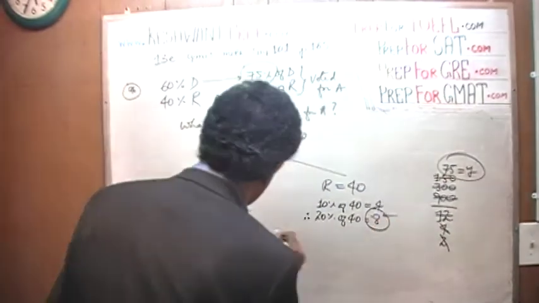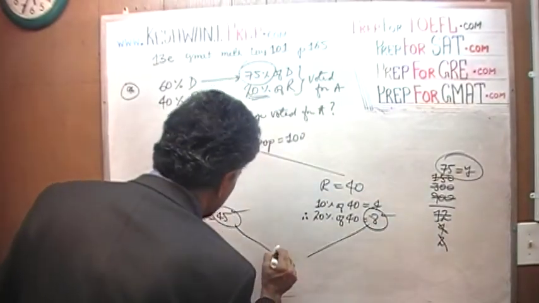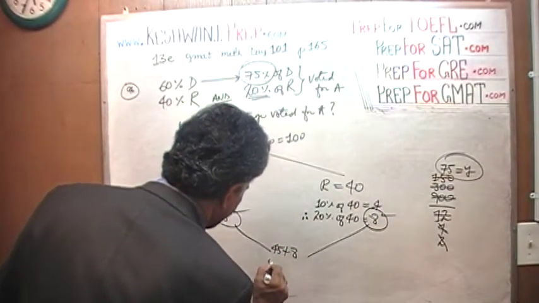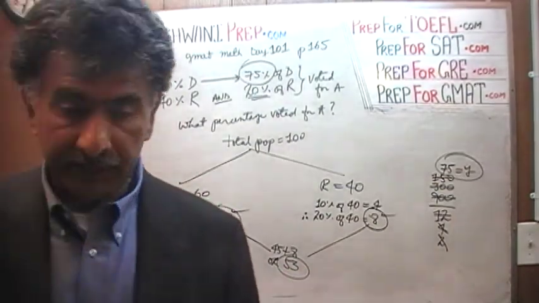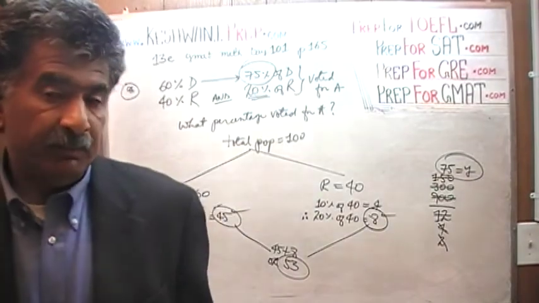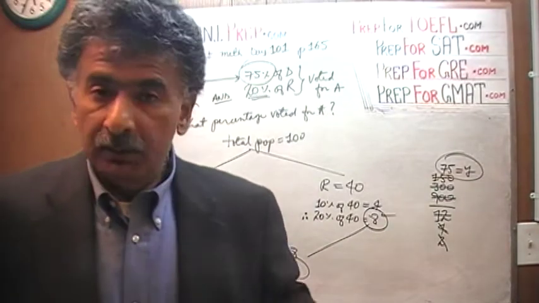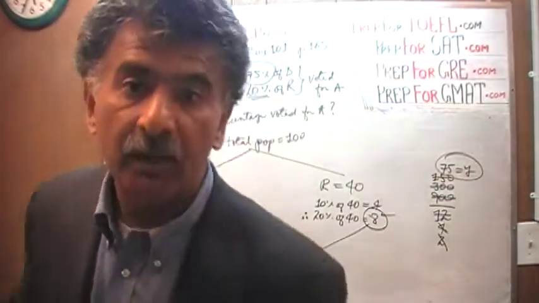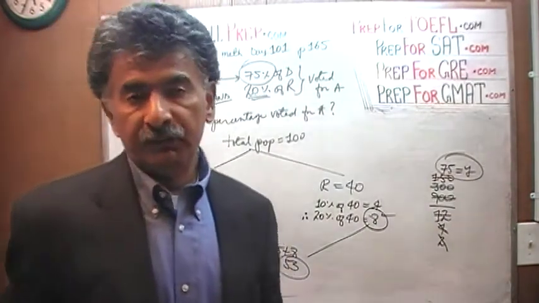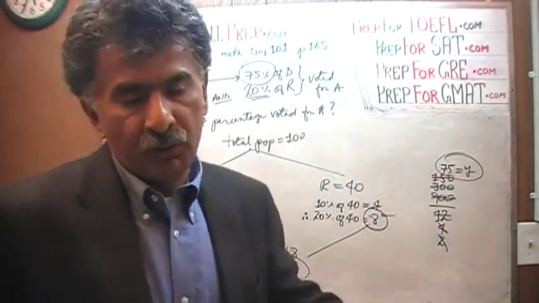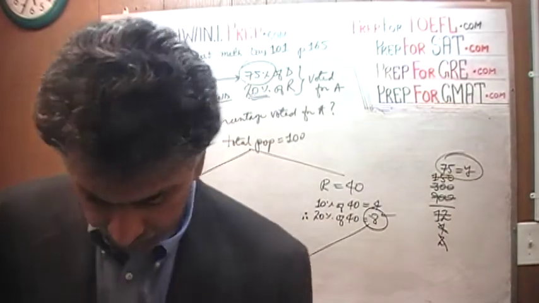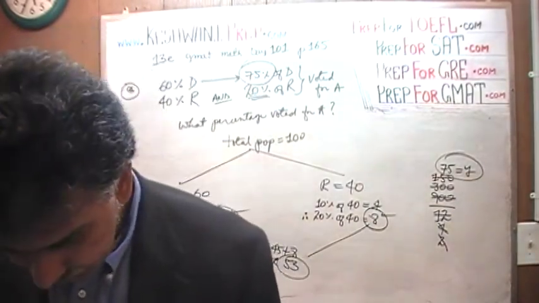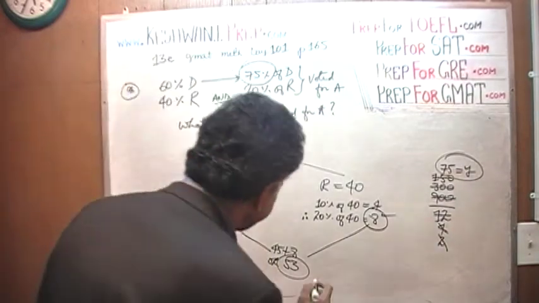Altogether, we have a total of 45 plus 8, or 53 people who voted for candidate A. But the question is, what percentage voted for A? That doesn't really apply to us because we started out with 100. That was the whole point. Since 53 out of 100 voted for A, 53% is the answer. The answer is B.